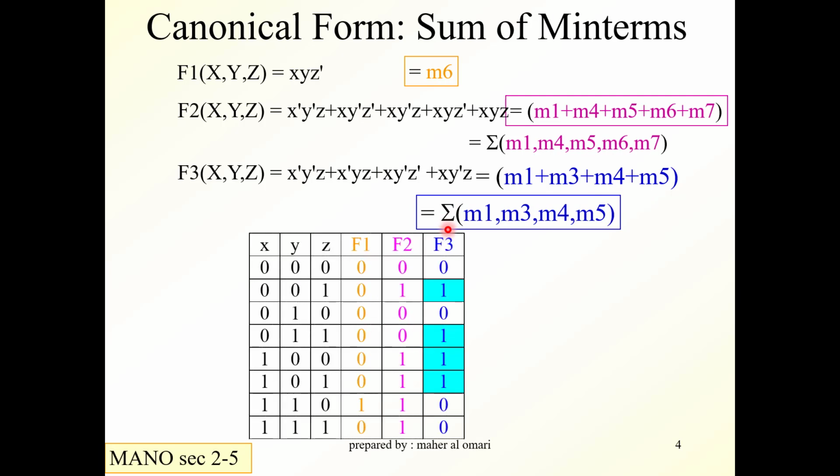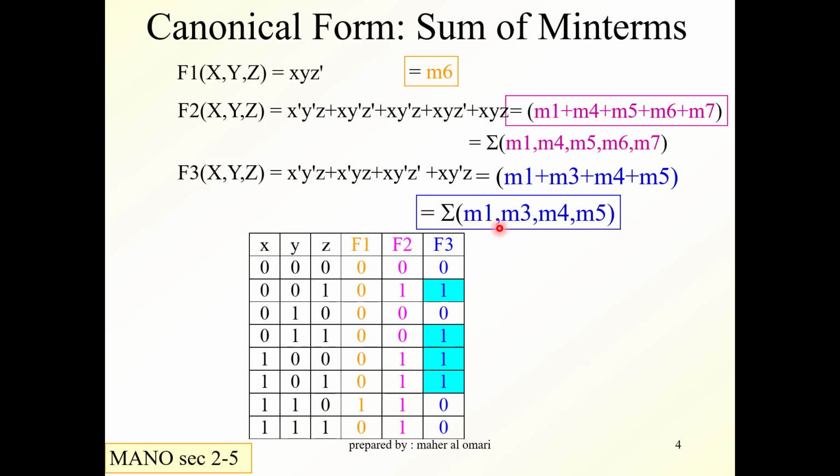Okay, let's take a look at these functions in the truth table. F1 has the domain x, y, and z, so these are the inputs, which are the domain of the functions. F1 is equal to m6. Where's m6? This is m6. 1, 1, 0. So we put a 1 here. And all the other minterms are 0. F2 is minterm 1, 4, 5, 6, and 7.